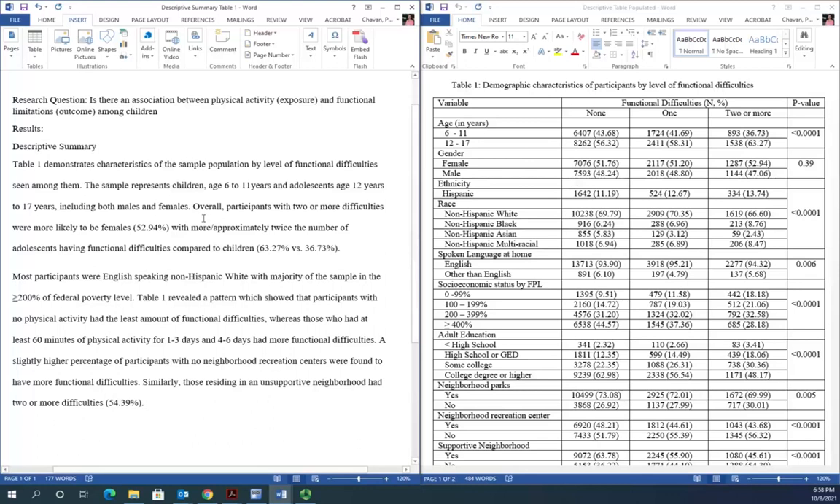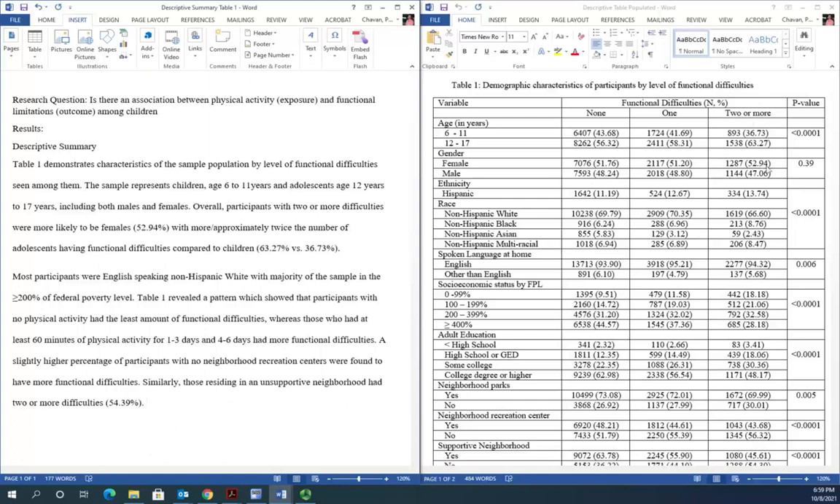So we can start by saying that overall, participants with 2 or more difficulties were more likely to be females, with approximately twice the number of adolescents having functional difficulties compared to children. So over here I am talking about two variables, right? First, I'm talking about gender, that functional difficulties were seen more in females. Two or more, so I'm talking about two or more functional difficulties.